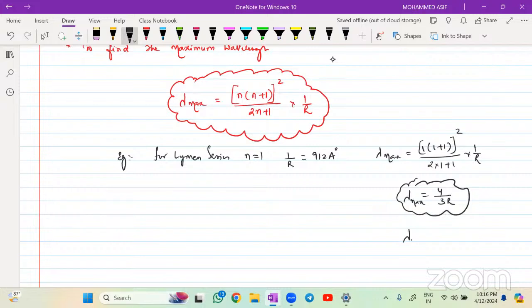So lambda max will be equal to 4 by 3 into r. Now r is not given to me, so lambda max will be equal to 4 divided by 3 into 1 by r, where the value is directly 912 angstroms. You multiply with this one, and you'll get the value of your lambda max.